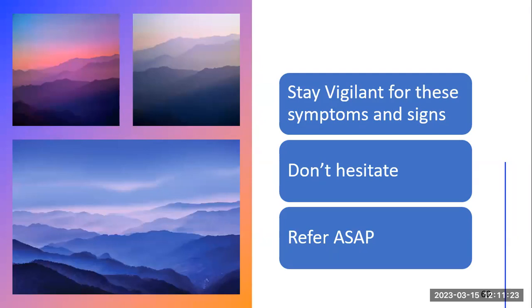So what is the take-home message? Why do you need to know about these things? You need to stay vigilant for these symptoms and signs. When you come across patients with these kinds of symptoms, sometimes the symptoms could be very bizarre. Sometimes there could be only elevated inflammatory markers with some fatigability, or different symptoms. So when you come across them, please do not hesitate, refer as soon as possible. That's the take-home message.